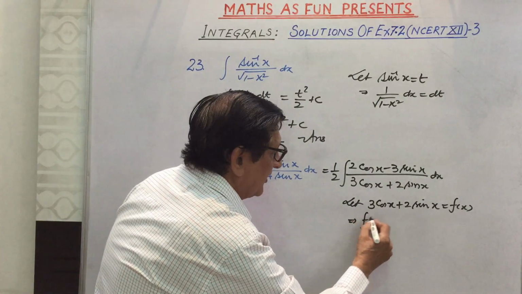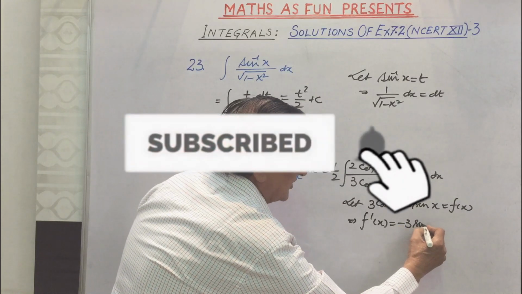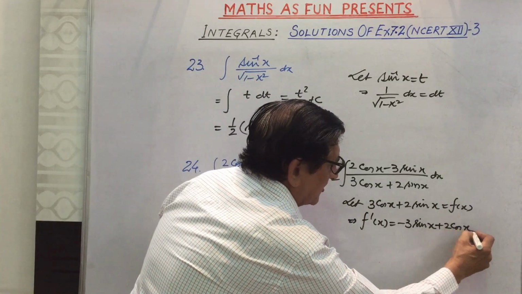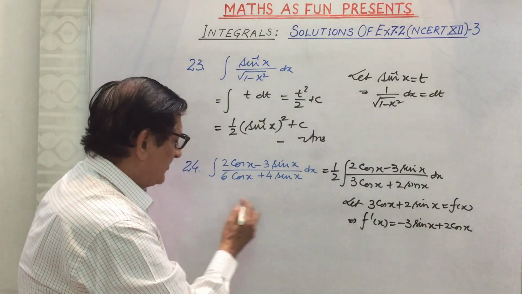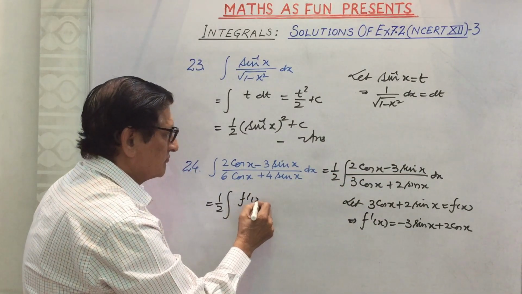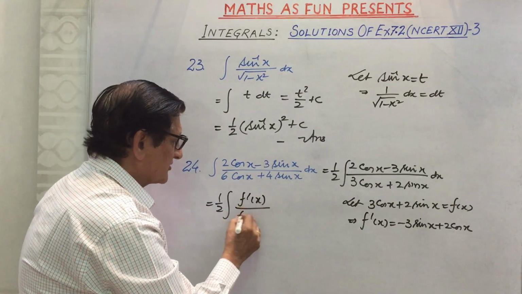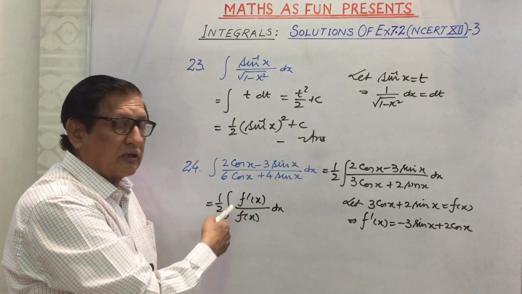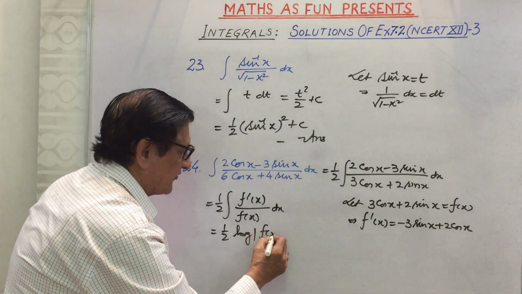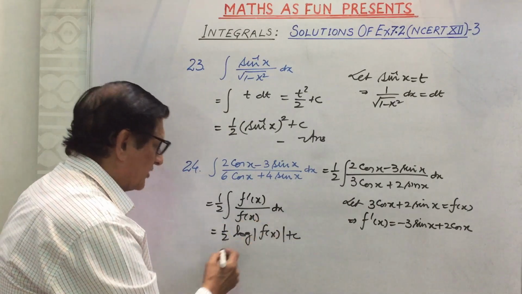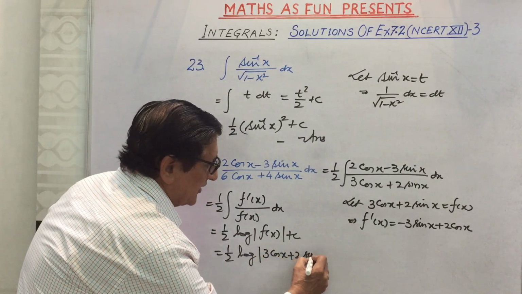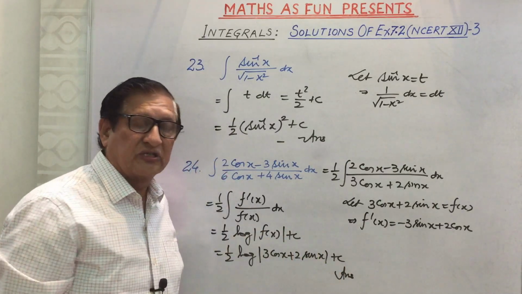Differentiating with respect to x, we will get f dash x is equal to minus 3 sin x, because derivative of cos x is minus sin x, plus 2 cos x, because derivative of sin x is cos x. Applying that here, we get 1 upon 2 cos x minus 3 sin x, that is f dash x, and this is fx, and we know that integral of f dash x upon fx is log of fx, so we can apply it here 1 upon 2 log of fx plus c. Substituting the value of fx, we get 1 upon 2 log of 3 cos x plus 2 sin x plus c is the solution of this particular problem.